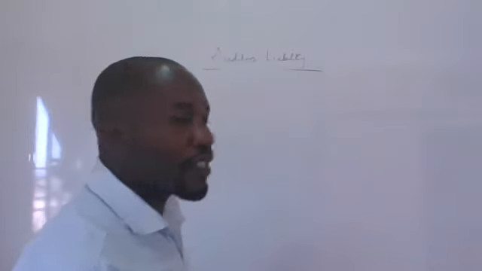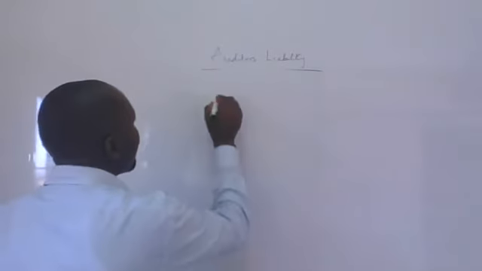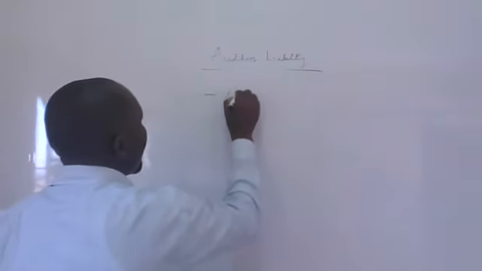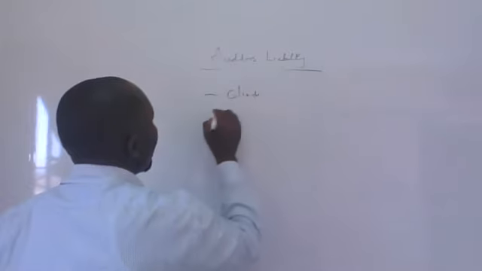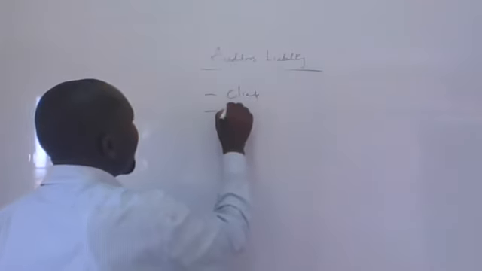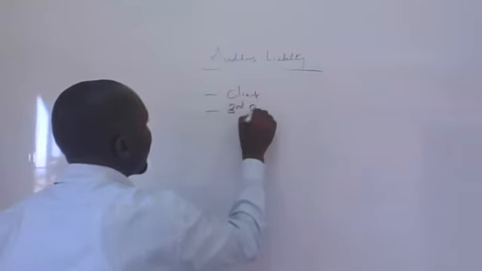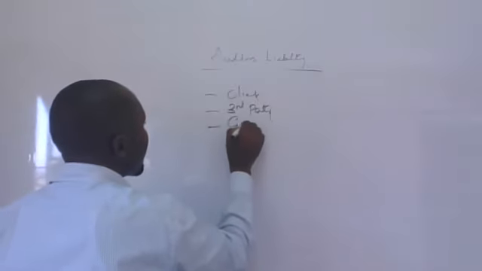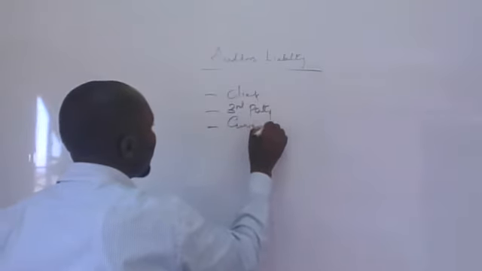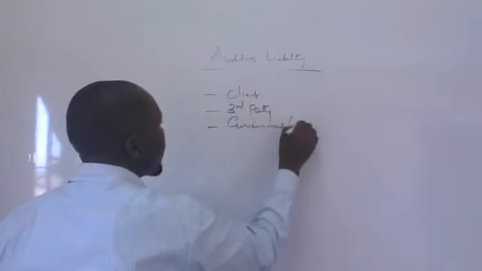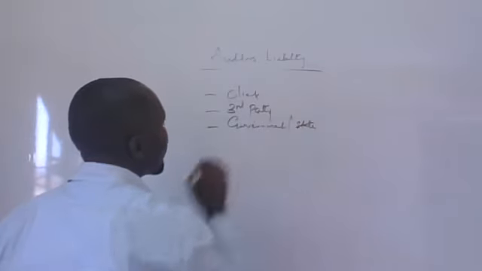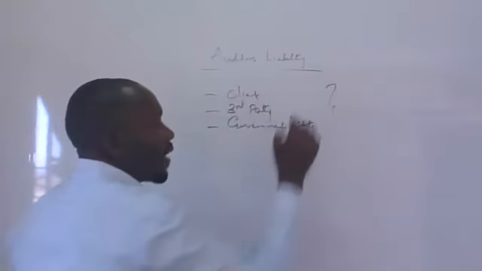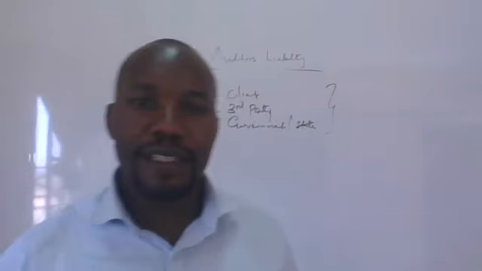Now, the auditor owes liability to 3 people. The first person is client. The second person is third party. Then the fourth person is government or state. These are the people that auditors owe liability.